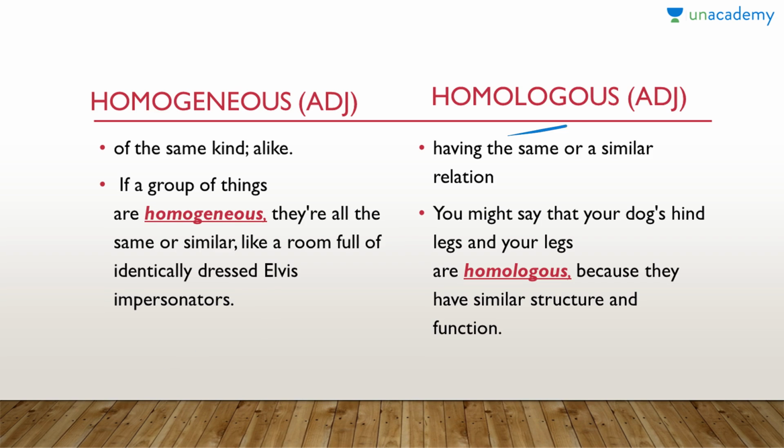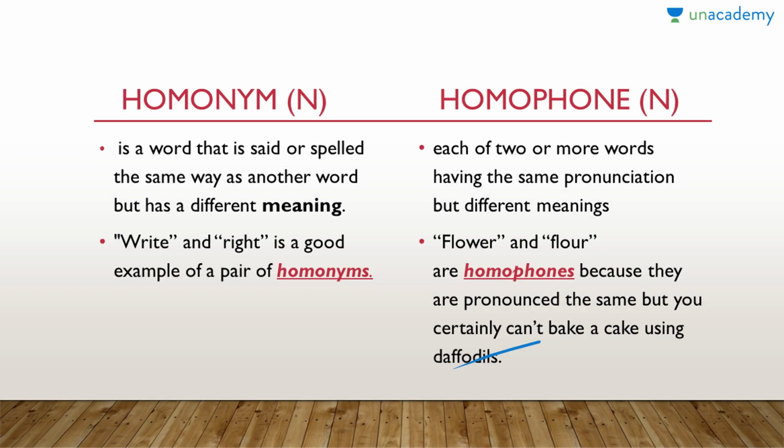Homologous is an adjective which means having the same or a similar relation. In a sentence, it'll read, you might say that your dog's hind legs and your legs are homologous because they have similar structure and function. Homonym is a noun which is a word that is said or spelled the same way as another word but has a different meaning. For example, right and right is a good example of a pair of homonyms.